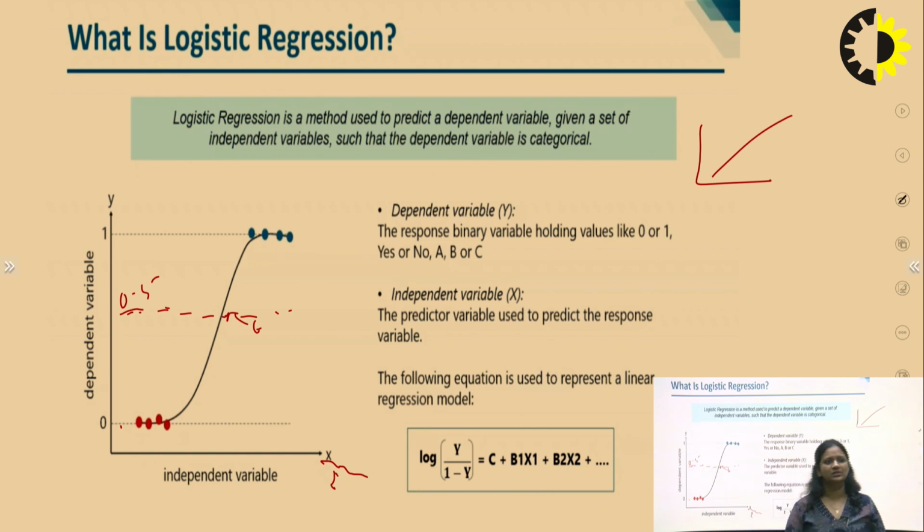Logistic regression is a method to predict a dependent variable given a set of independent variables such that the dependent variable is categorical, and in the case of linear regression the dependent variable is continuous, so it will be real values or integer values. But in the case of logistic regression, the dependent variable y is categorical. The answer should be 0 or 1, yes or no, A, B or C.